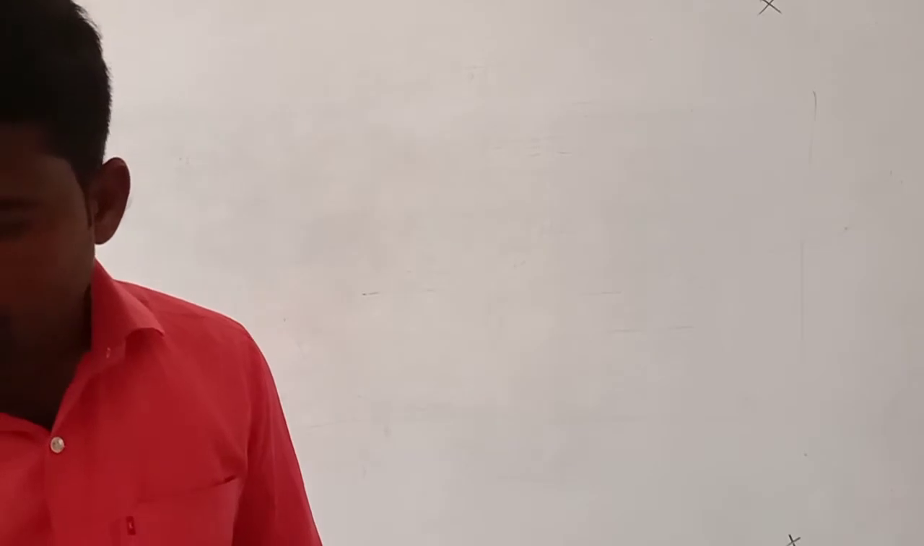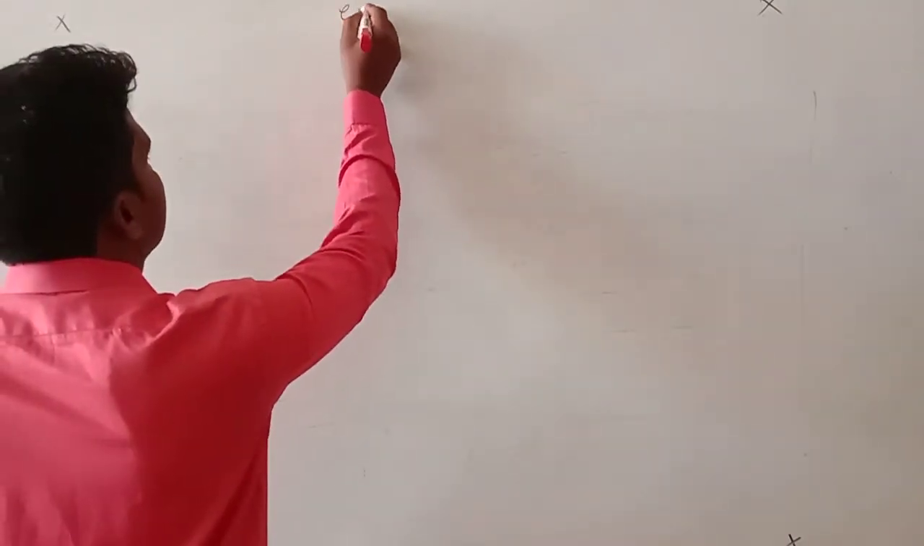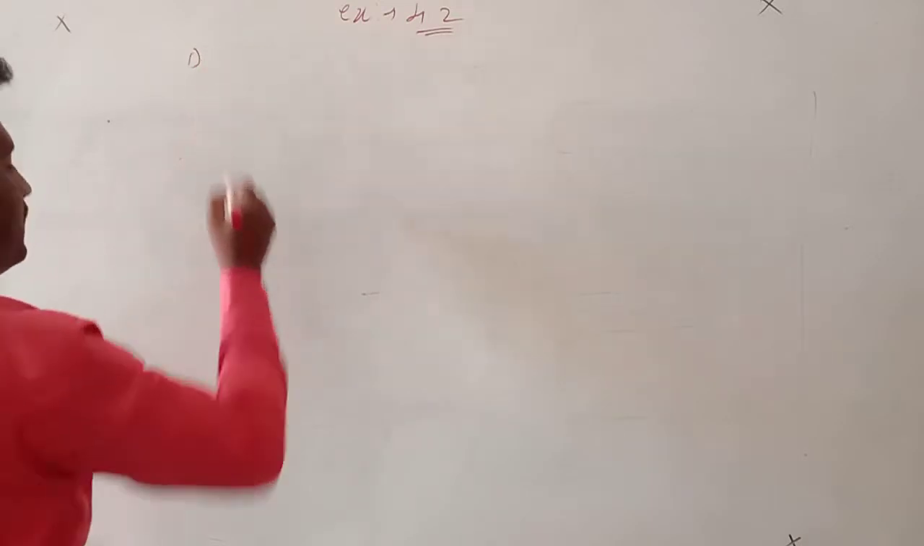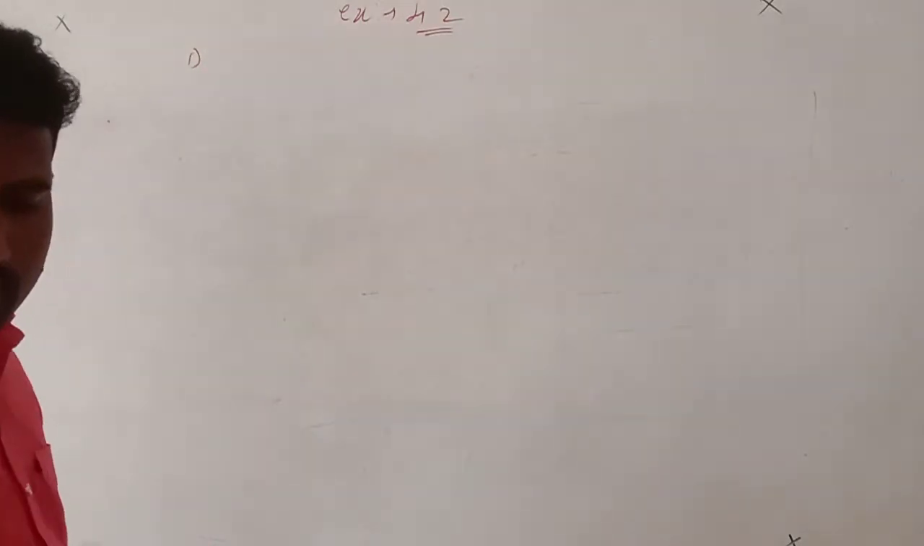So we are learning exercise 4.2, D main question. So what is it? Find HCF and LCM of the following numbers.